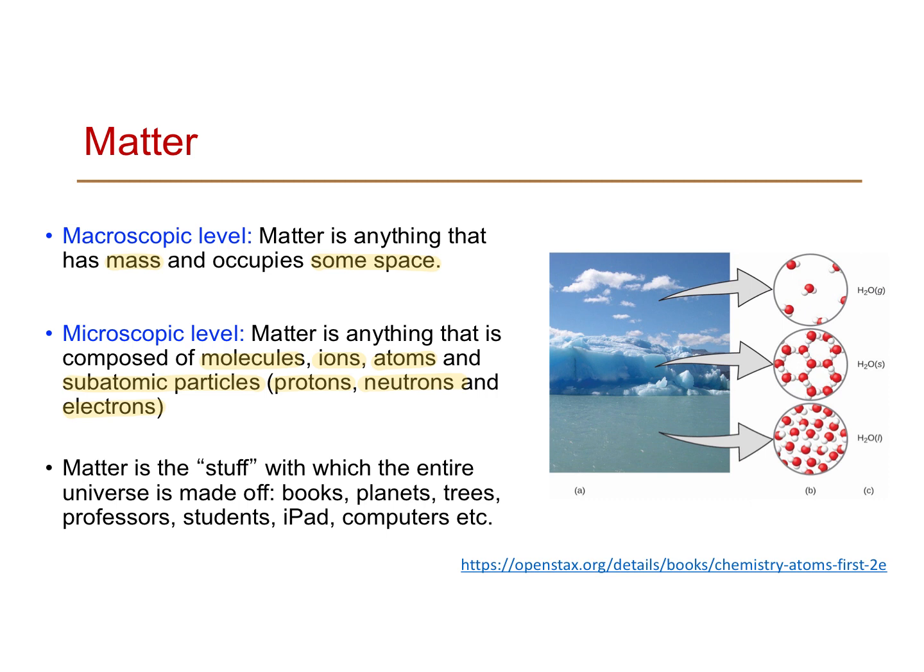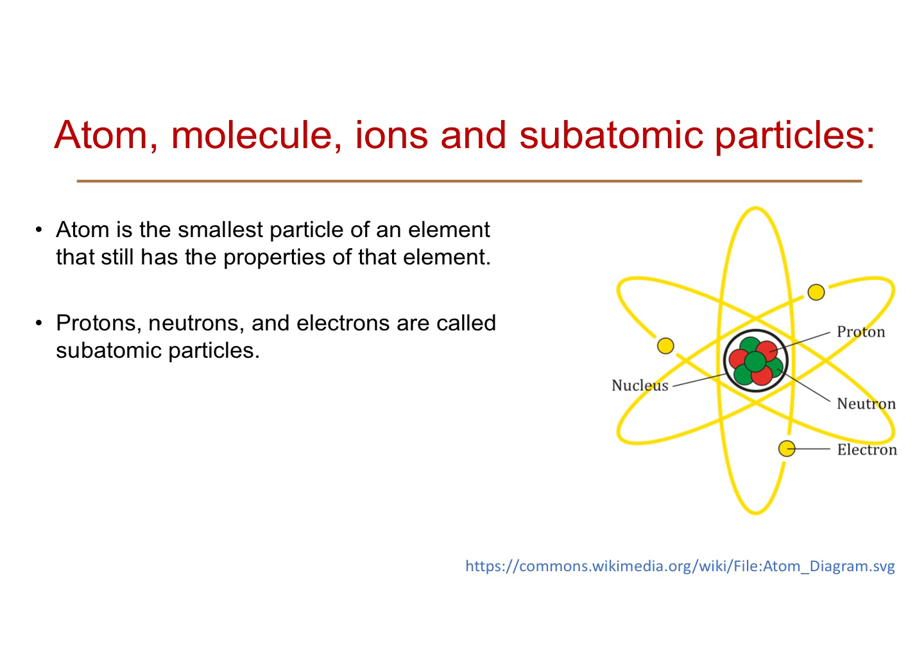Before going any further, let us properly define some of the words we used in this slide, such as atom, molecule, ion, and a subatomic particle. First, let us define what an atom is. Atoms are the building blocks of matter. It is the smallest particle of an element that still has the properties of that element.